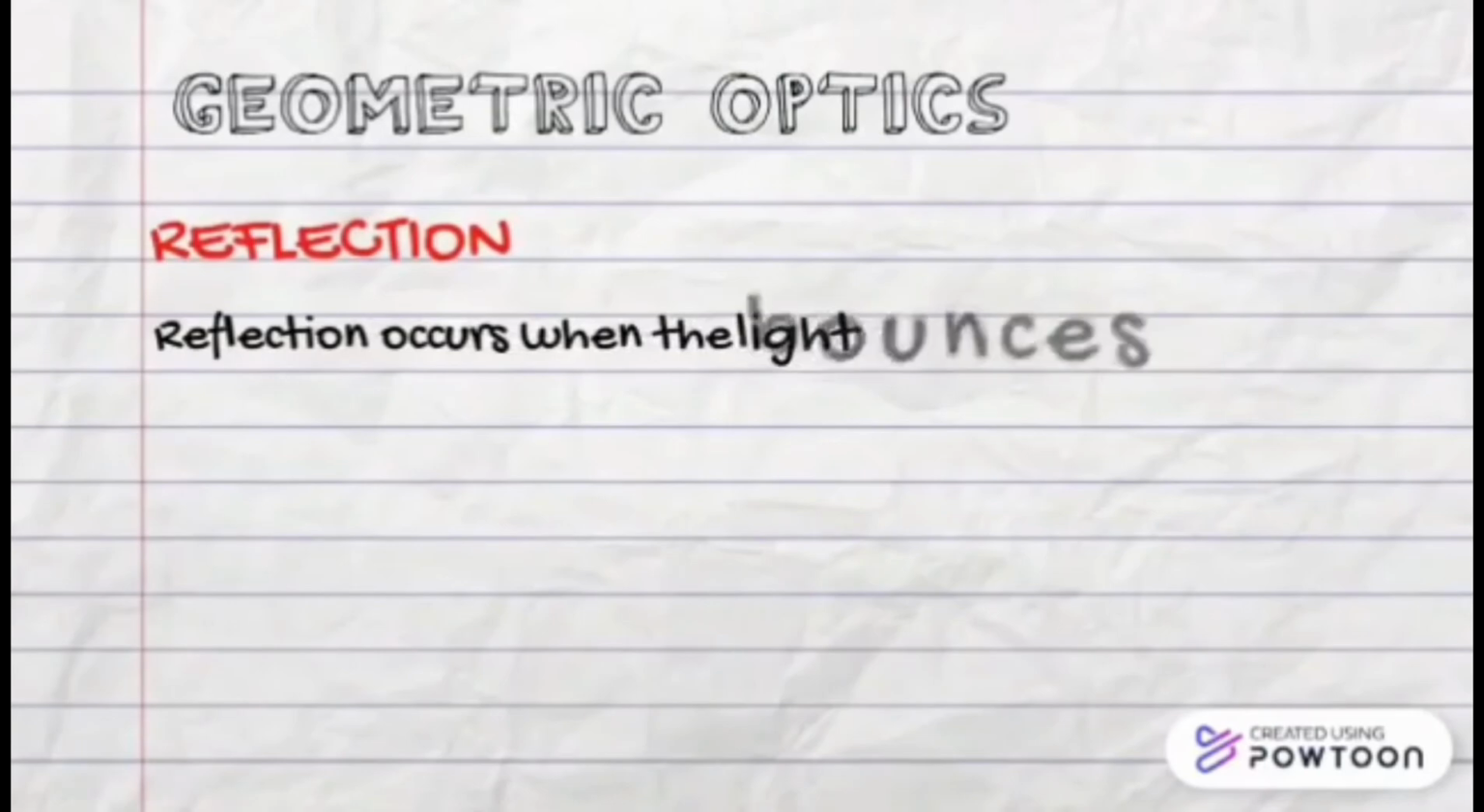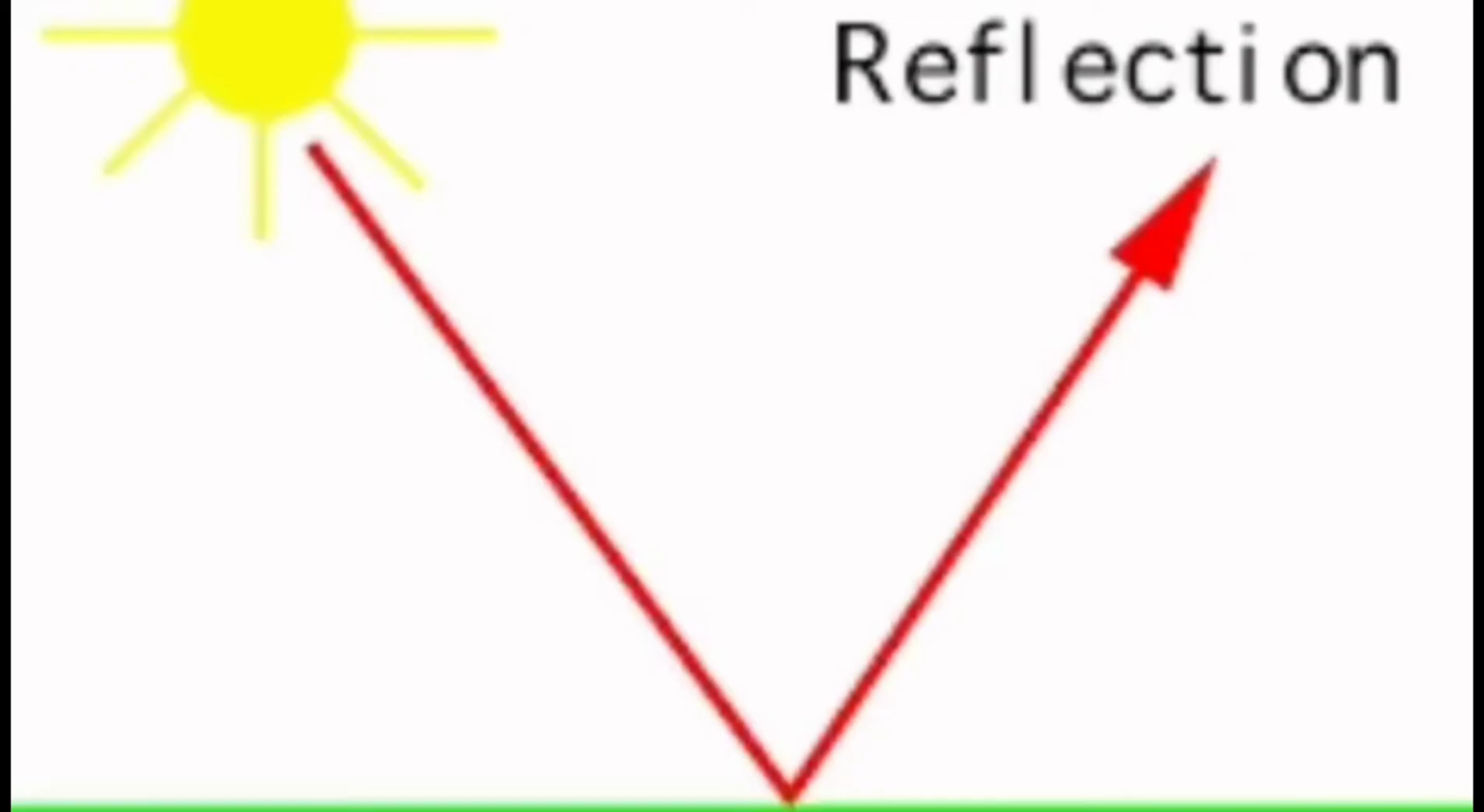Have you ever wondered where you can see yourself in the mirror? Well, basically what you see in the mirror is your reflection. Reflection occurs when the light bounces back to the medium when it hits the surface. And the reflected light travels in a straight line but only in a different direction.